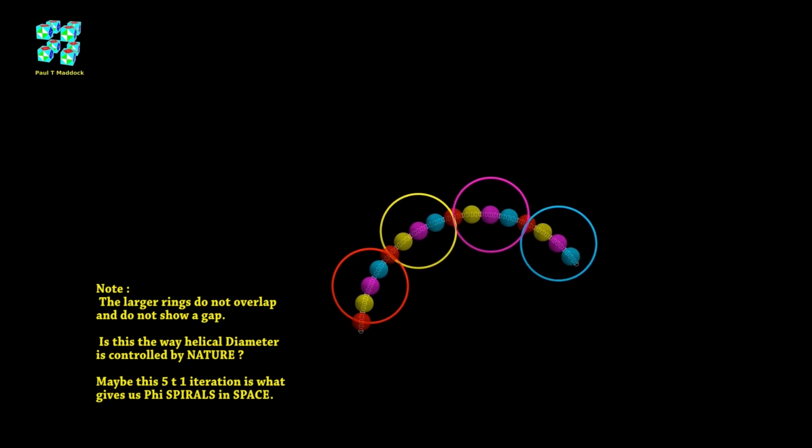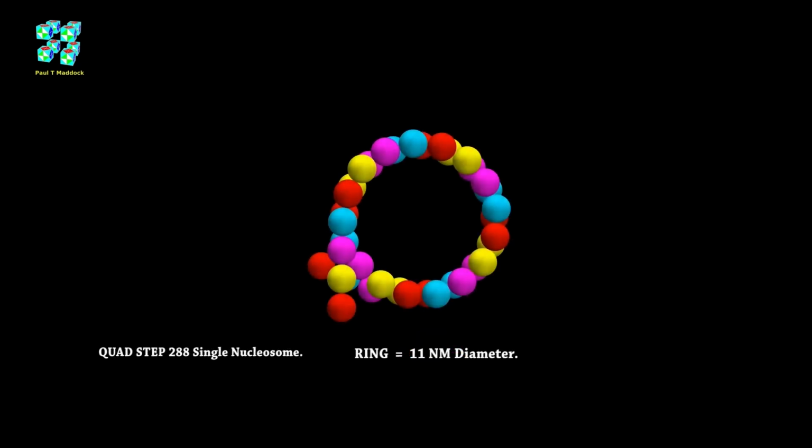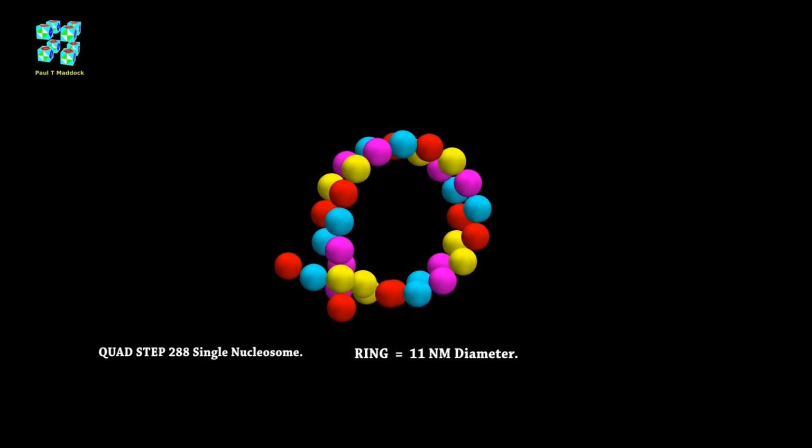Okay, let's get back to making a first nucleosome. We'll start with a 9 quad step group string. Now you can see it making the nucleosome, but this one's a little bit different to the last one I showed in my last video. In this one I've cut the linkage in half, and also I'm putting 2 links. Let's take a closer look at this and give it a spin around.